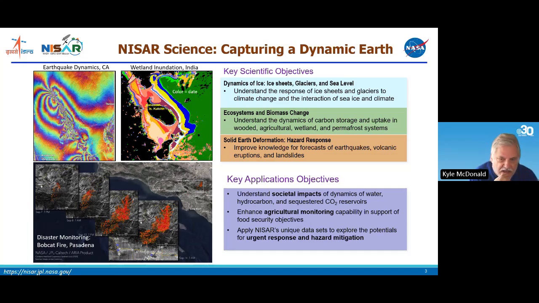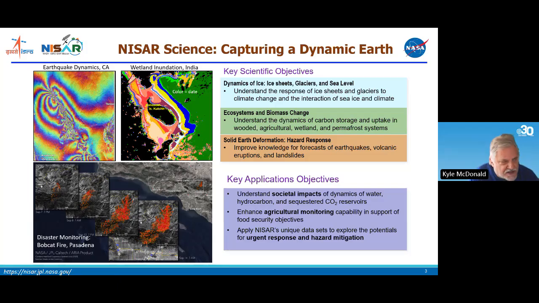There are also some key applications objectives, which I think come in very useful in the context of the United Nations University. There we're looking at understanding the societal impacts of the dynamics of water, the carbon cycle, sequestered CO2 reservoirs, restoration of ecosystems, monitoring degradation of ecosystems in terms of science applications and how those link to societal needs. The agricultural monitoring capability is to look at food security objectives, looking at things like how actively farmland is being managed, what is sitting dormant, what is growing crops for food consumption, and those sorts of things.